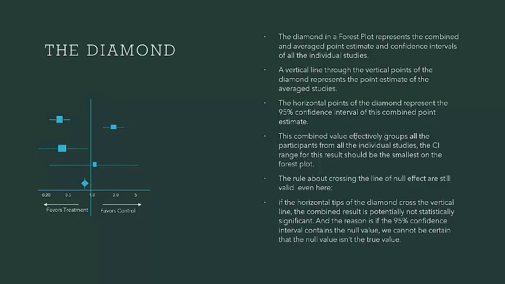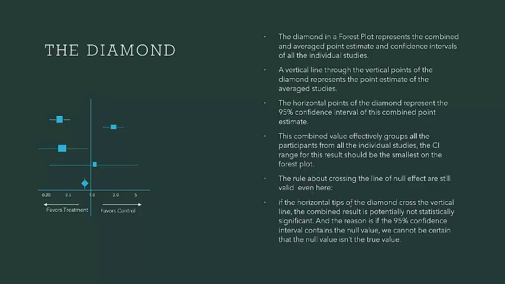This combined value effectively groups all the participants from all the individual studies. So this is the combined effect of all these studies. Compared to all the individual studies, the confidence interval range for this result should be the smallest on the forest plot. The rules about crossing the line of null effect are still valid even here.